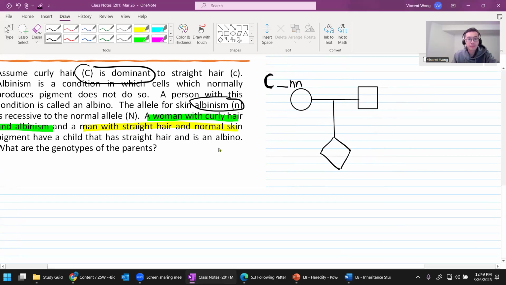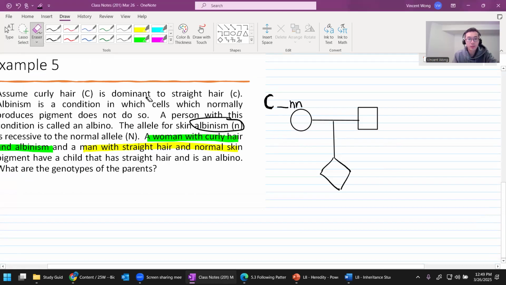As for the man, he has straight hair. The only way to have straight hair is for him to be homozygous, little c, and he has normal skin. So capital N for sure. But again, I don't know if he's homozygous, big N, or heterozygous, big N, small n. We don't have that information yet.